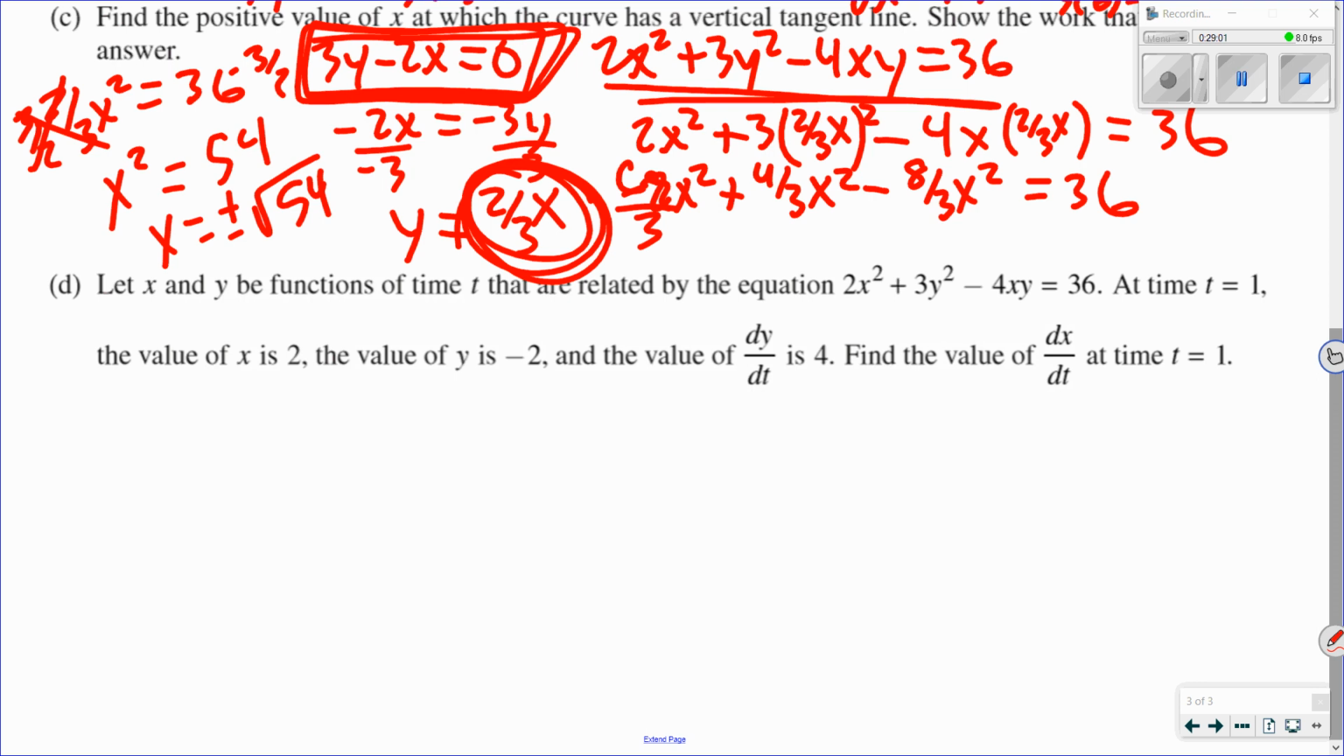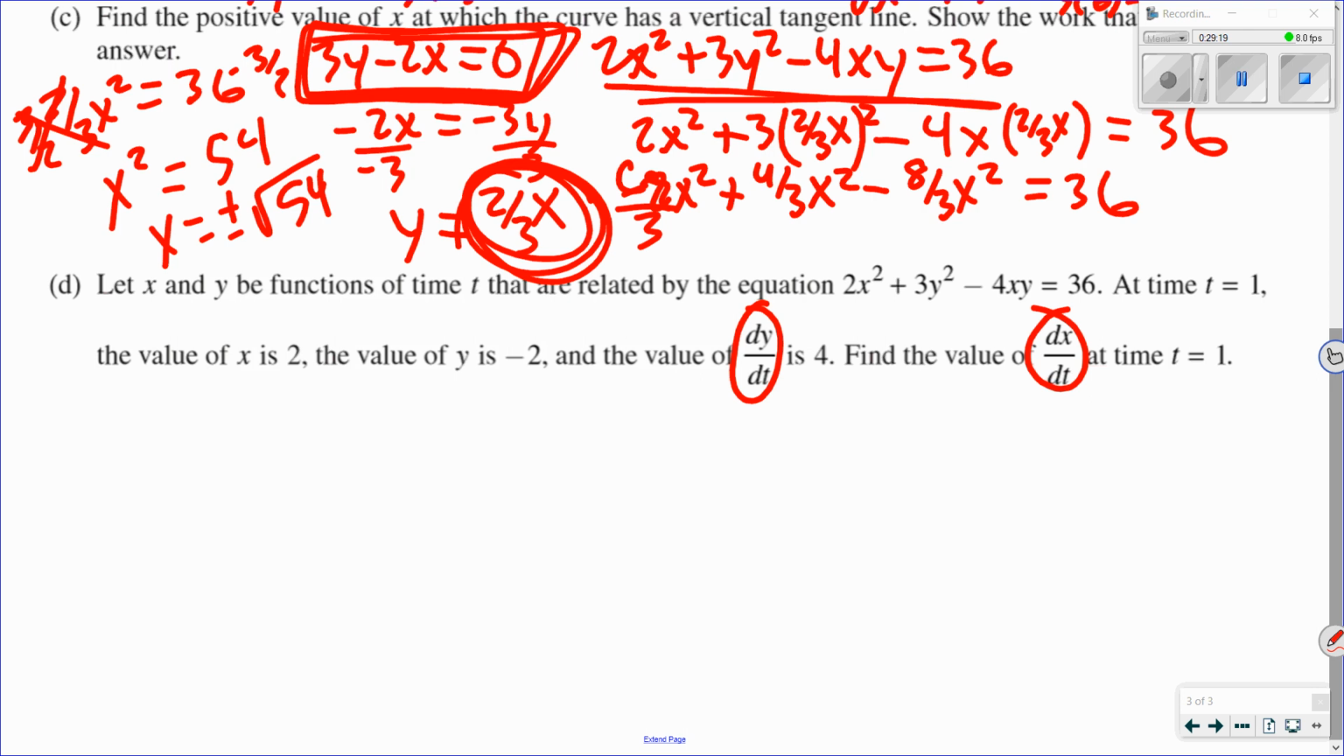At time t equals 1, the value of x equals 2, and the value of y equals negative 2. And the value of dy/dt is 4. Find the value of dx/dt. It's kind of confusing the way it's worded, but when you see this, I hope you recognize related rates. We hadn't done a lot of related rates, so I tried to find one.